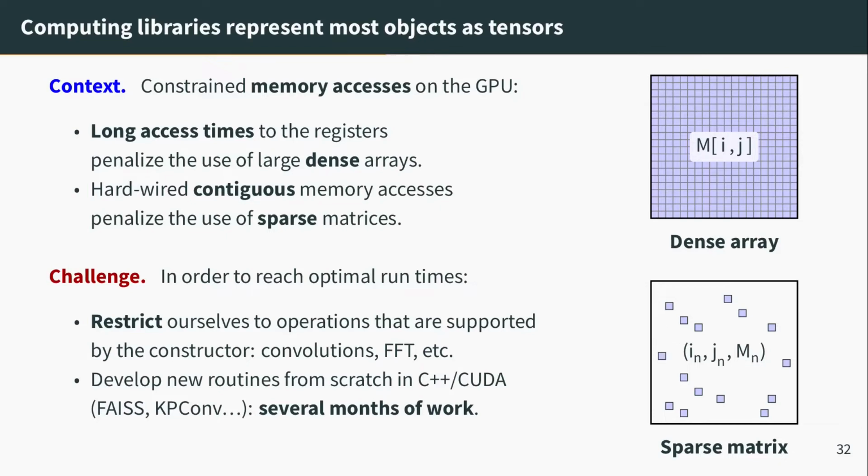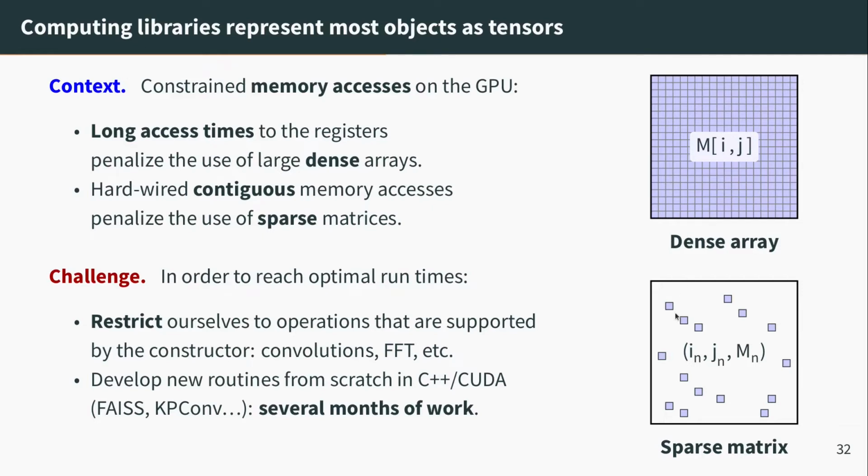The second thing is that, okay, a common workaround is to say we're going to use sparse matrices, matrices that have few non-zero coefficients. But then what I told you, the fact that GPUs are hardwired to perform contiguous memory accesses penalizes the use of sparse matrices. Because on a GPU, it's much more efficient. Basically, if you access one coefficient, you get access to the whole row of your matrix for free.